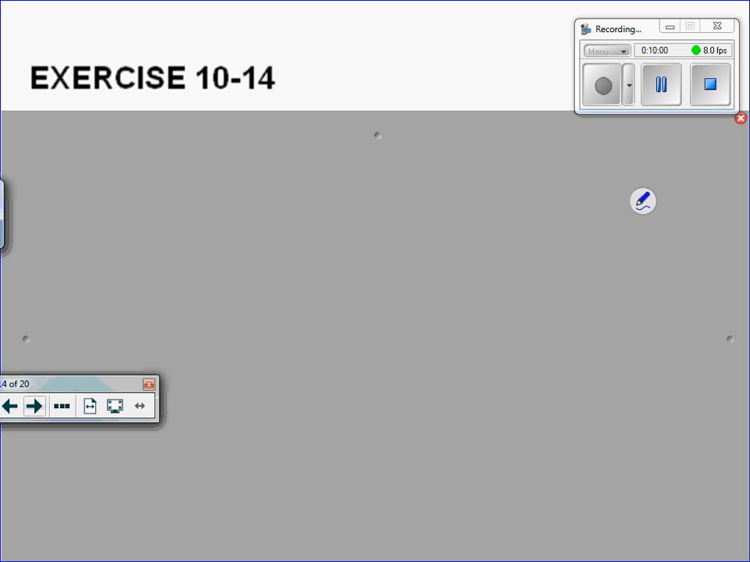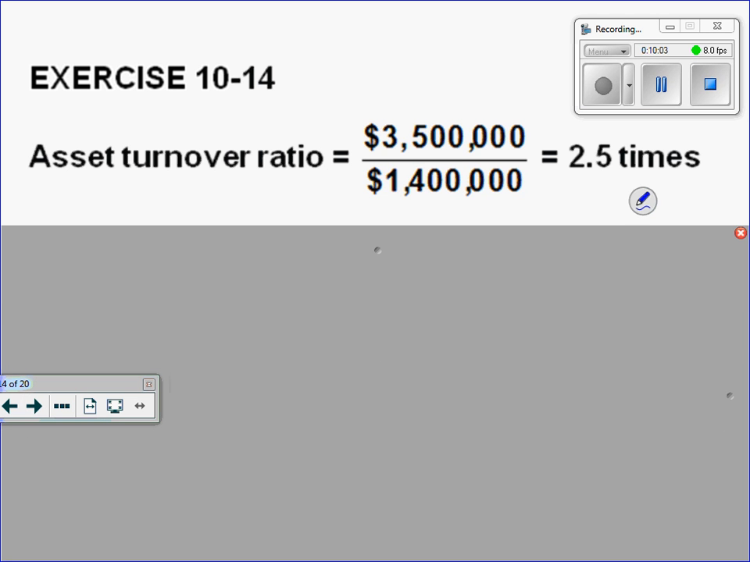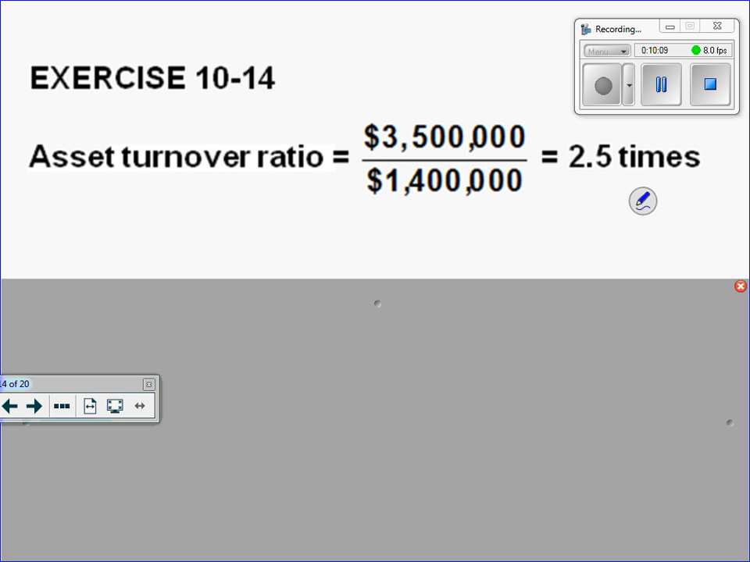The last one asks you to take a peek at the asset turnover, which again, asset turnover is net sales divided by average assets. So the beginning plus the ending divided by 2. 2.5 times. Again, what does that mean? What does the asset turnover mean? It tells us how many dollars of sales a company generates for each dollar invested. So this is quite a bit.